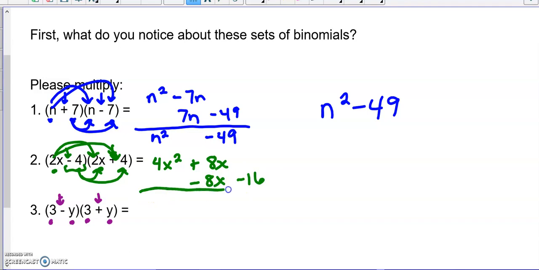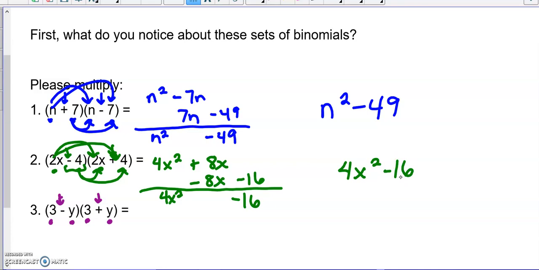Now I can add together my like terms. 4x squared plus nothing is 4x squared. 8x minus 8x is going to be 0. And then I have negative 16. So my final answer is 4x squared minus 16.